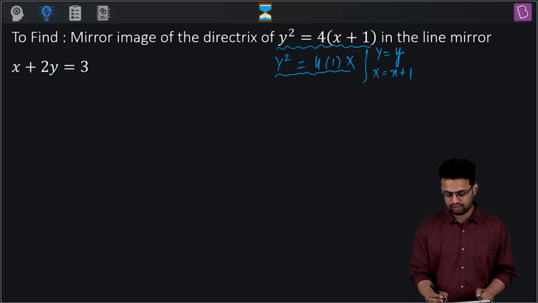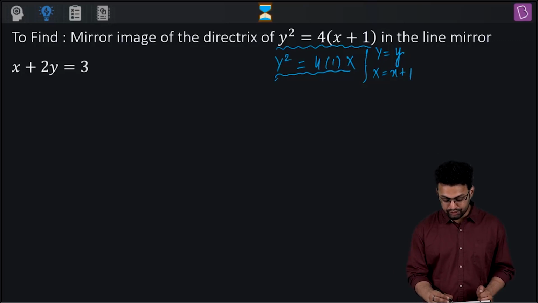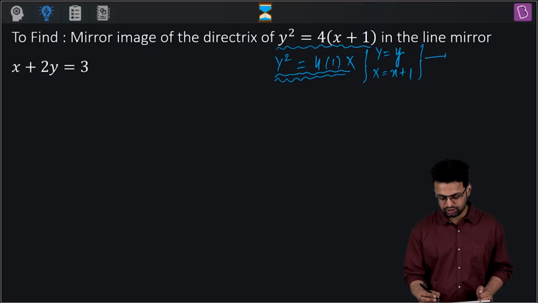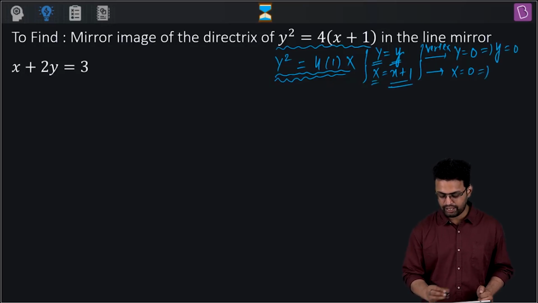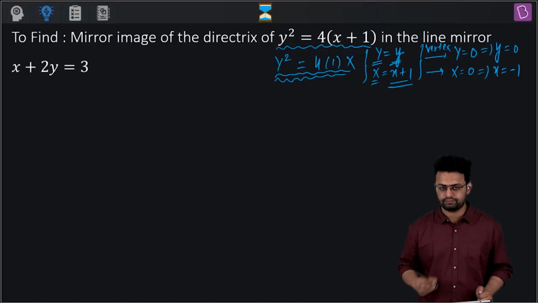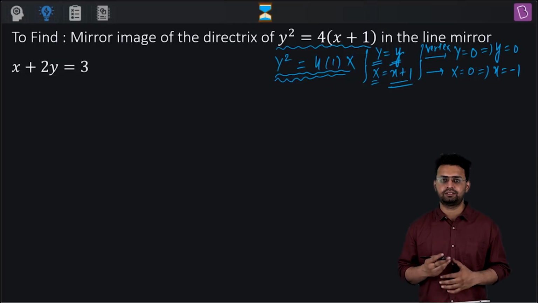This is the equation of the parabola with respect to a new origin. Now, with respect to the new origin, the vertex of this parabola is going to be at capital Y equal to 0 and capital X equal to 0. From here, if in place of capital Y I place a small y, I'll get the value of small y also as 0. And in place of capital X, if I place x plus 1, I'll get the value of small x as minus 1. Right?